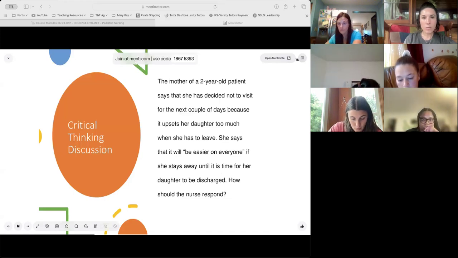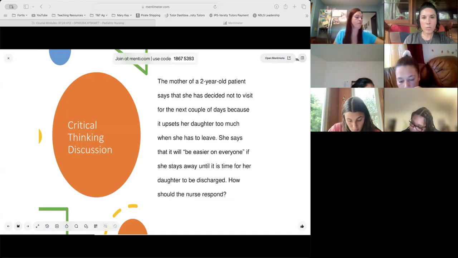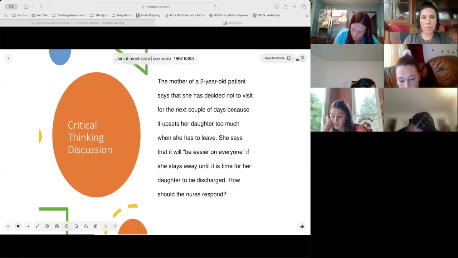So here we have our first critical thinking discussion. We've got a mom of a 2-year-old that decides not to visit for a couple days because it upsets her daughter too much when she leaves. She says it'll be easier if she stays away until it's time for discharge. How do we respond to that?